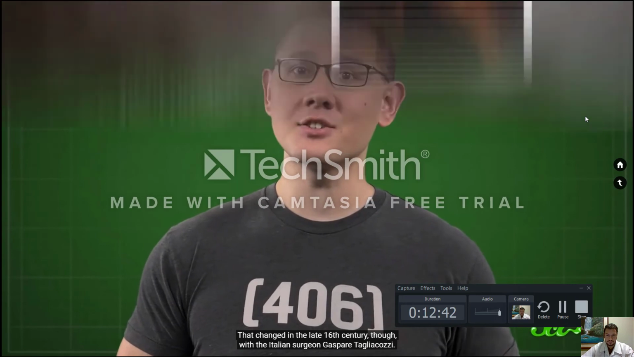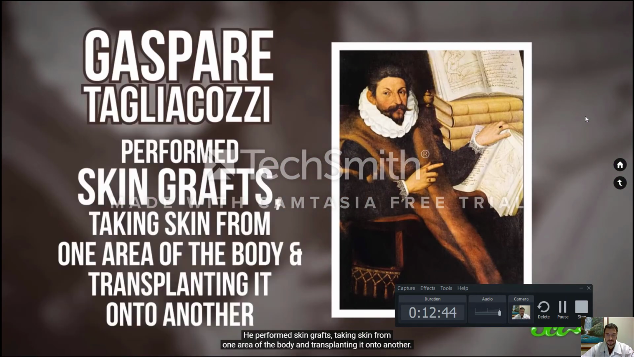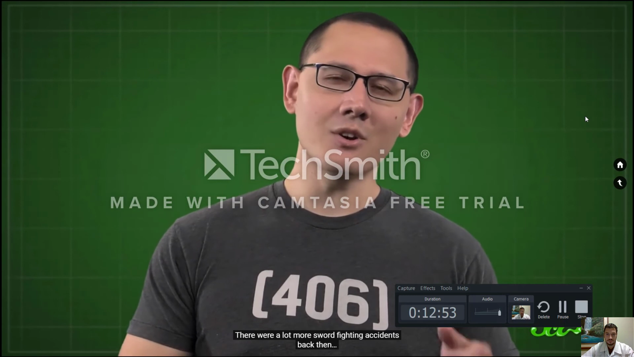That changed in the late 16th century, though, with the Italian surgeon Gaspare Tagliacozzi. He performed skin grafts, taking skin from one area of the body and transplanting it onto another. And he got especially good at reconstructing noses. There were a lot more sword-fighting accidents back then, and I'll leave it at that.